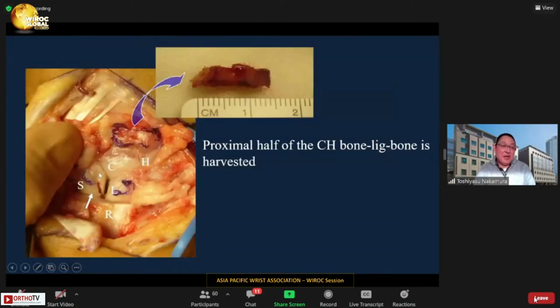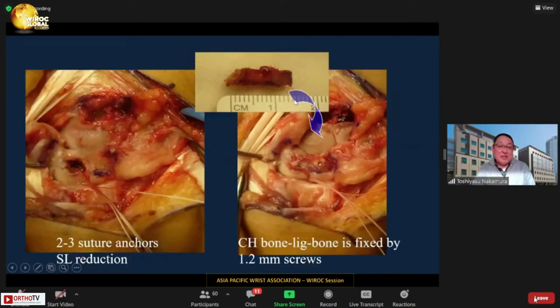Then I made a gutter on the dorsal surface of the SL. Then about half of the capitate-hamate bone-ligament-bone was harvested. Then it can be grafted onto the dorsal SL ligament, then fixed with 1 millimeter diameter small titanium screws. And this patient has a membranous part injury, so I also repaired it with suture anchors.